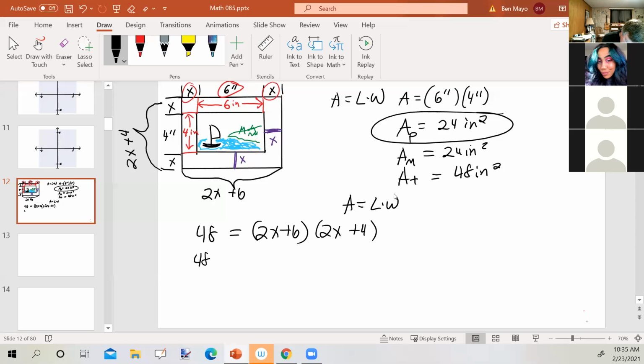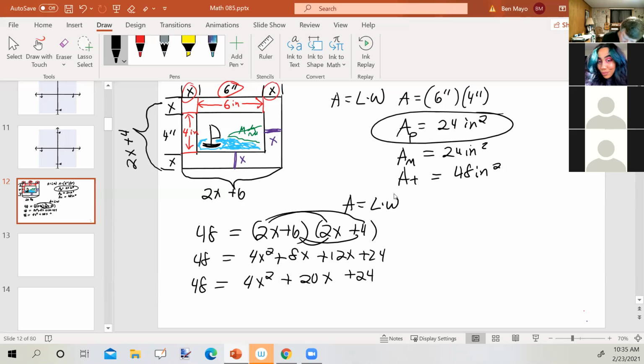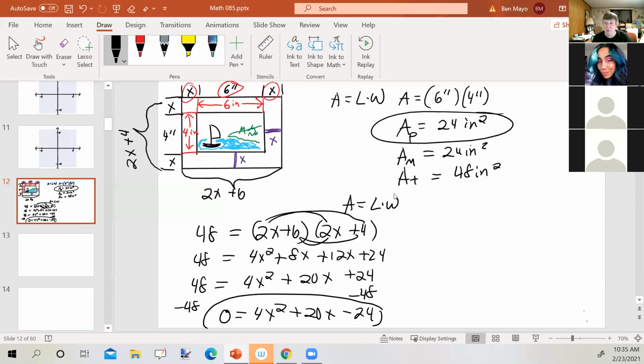So this gives us 48 equals 4x squared plus 8x plus 12x plus 24. 48 equals 4x squared plus 20x plus 24. I will subtract 48 from both sides. 0 equals 4x squared plus 20x minus 24. Okay. I'm going to take this second degree equation and rewrite it on the next page, and then I'm going to solve it.